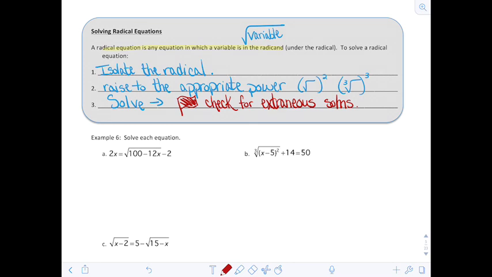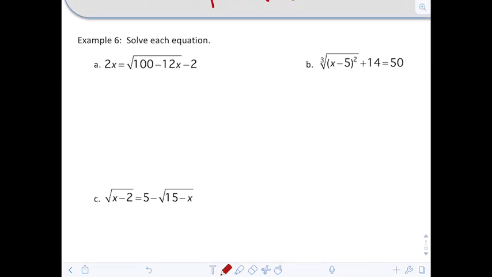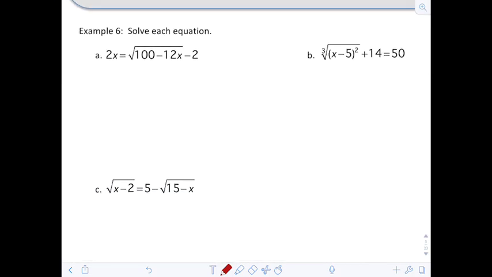Okay, so let's solve these three. Now these are three fun ones. I'm going to tell you right now, these are not your Algebra 2 type radical equations. These are at a pre-cal level, maybe pre-AP Algebra 2, but these are a little more challenging. So starting with example 6, letter A, we're going to isolate the radicals.